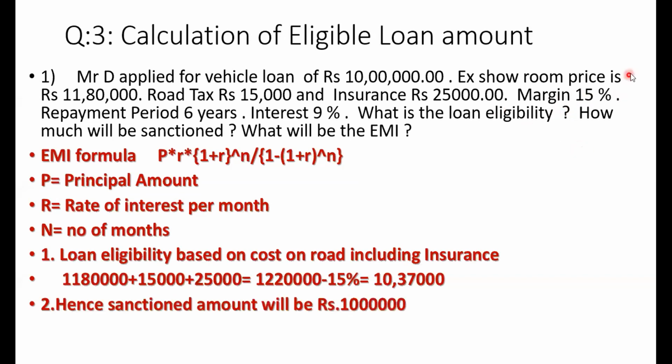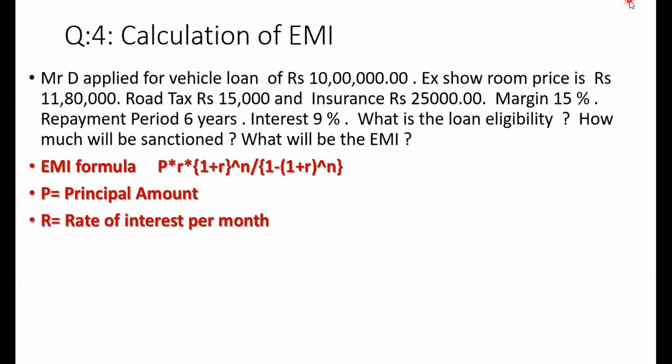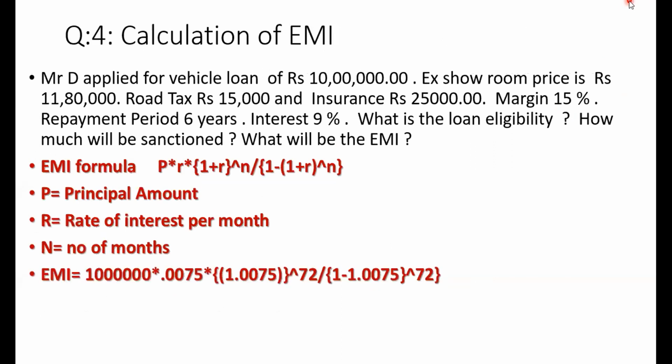That is the eligible loan, 10,37,000. So naturally, it is asking for 10 lakh. So that part is over. Now the third question is how to calculate EMI. For EMI, you just need to know the formula and substitute. So here, 10 lakh.